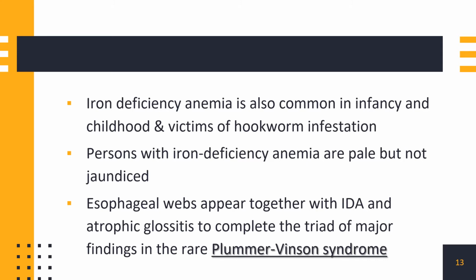Persons with iron deficiency anemia are pale but not jaundiced. Esophageal webs appear together with iron deficiency anemia and atrophic glossitis to complete the triad of major findings in a rare condition called Plummer-Vinson syndrome.